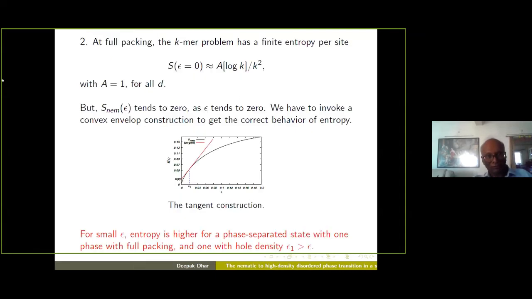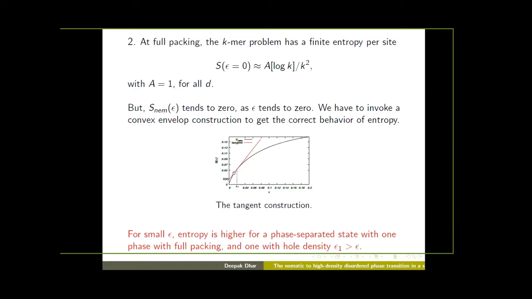Okay, so then the second part in the argument is that at full packing, the k-mer problem on the lattice has a finite entropy per site, which goes as log k by k squared with coefficient 1. But this nematic entropy, which we said is very good and works up to 10 to the power minus 14, 15 or whatever, tends to 0 as epsilon tends to 0. So it cannot be right for all values of epsilon.